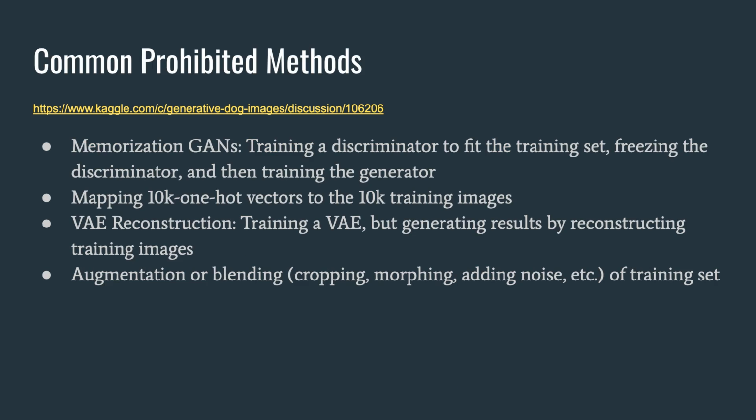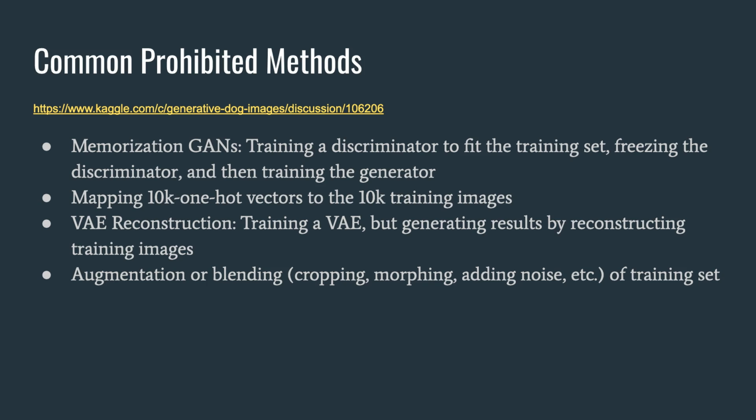This is just fun for a moment. So, common prohibited methods. Things you weren't allowed to do, but people did. For one, this was essentially where the big leaderboard shakeup came from. People invented this memorization GAN. So they train the discriminator a whole bunch and then freeze it, and then train the generator. And this doesn't exactly memorize the data, but it did it well enough to fool the public leaderboard. So a lot of people were doing that.